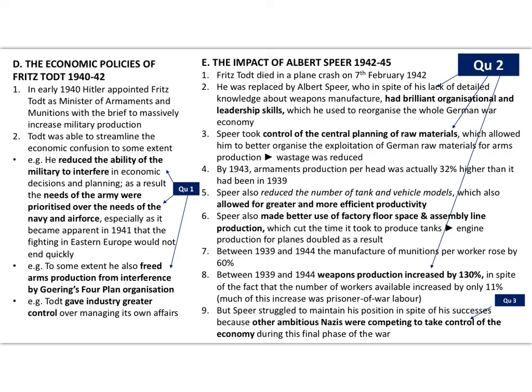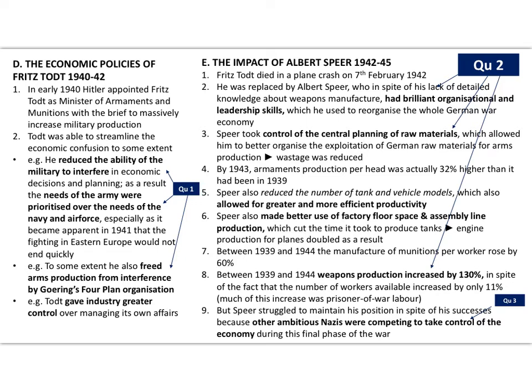Todt was killed in a plane crash in February 1942. And he was replaced by Albert Speer, who's a very interesting character. Speer was Hitler's personal architect. Remember, Hitler had originally, before he entered politics, been an artist. Hitler, beneath it, was always fascinated by architecture and art, which is why he had a close relationship with Albert Speer.